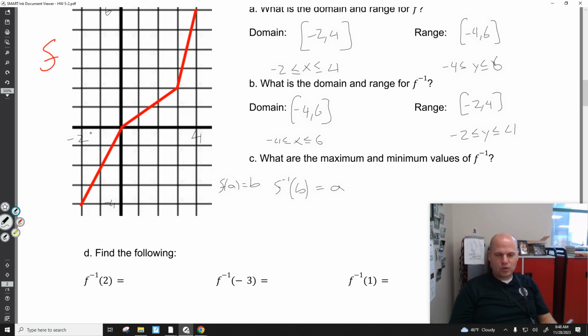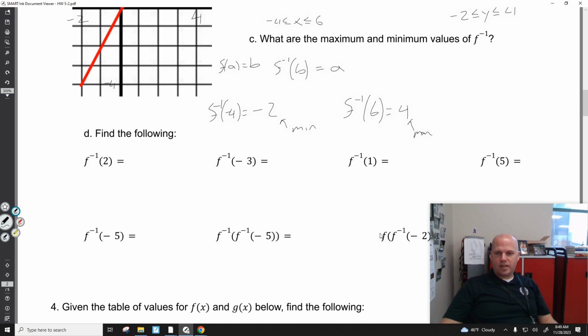This -2 value would be the minimum value. It would be the F inverse of -4 equaling -2. That would be our minimum value. Our maximum value would be 4, but we would have to input 6 to get that maximum value of 4. Okay?